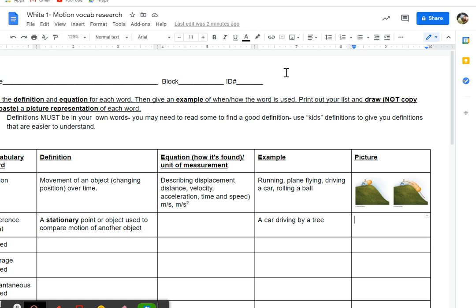All right, does anybody have any questions with what a reference point is now? So we know that there's no formula for it, there's no equation.